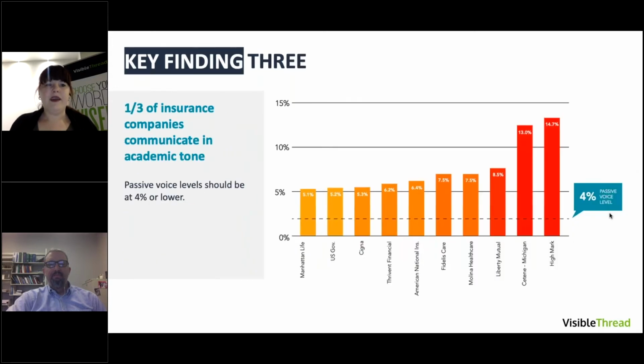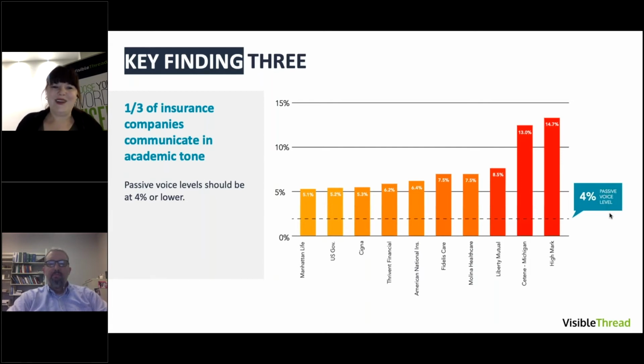The next thing we found was academic tone by use of passive language. And pulled here are the worst offenders, so to speak. And there's a lot of stuff that we can do and focus on to make language a lot more active. When you use active language, it brings in ownership. It allows people to understand much more easily and clearly what you're trying to convey. And we're saying passive voice levels should be 4% or lower.